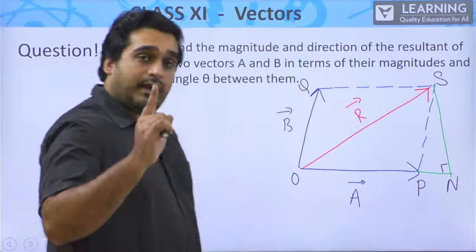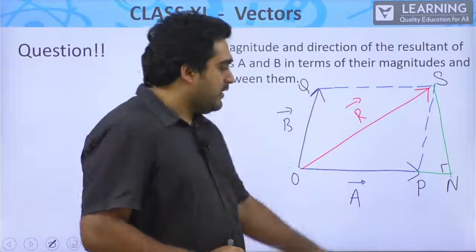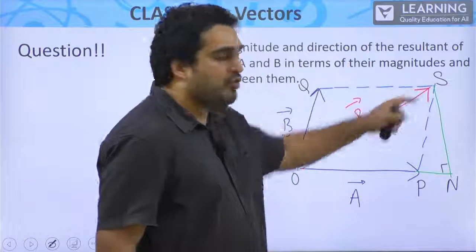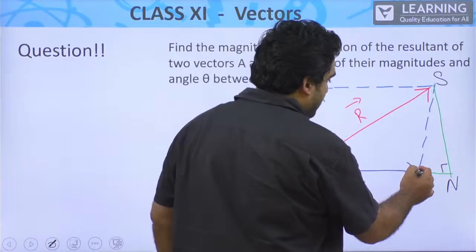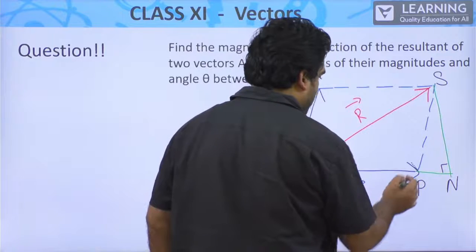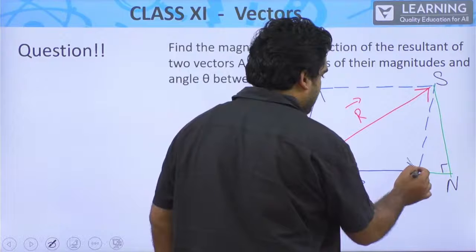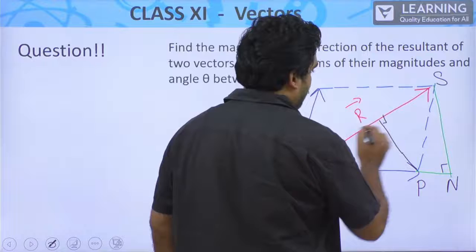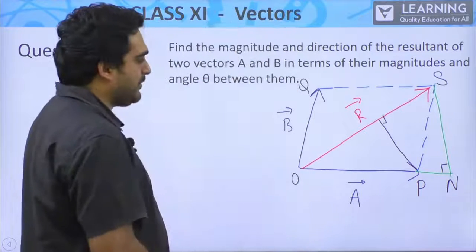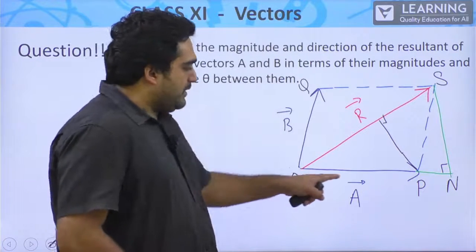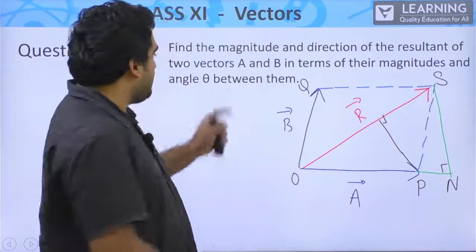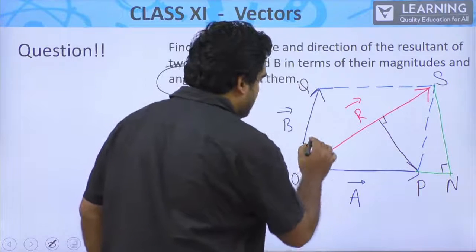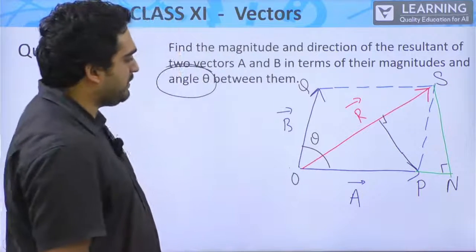Okay, and one last construction is drawing a perpendicular line from P to OS. A perpendicular line drawn from P to OS. Okay. The angle between vector A and vector B is already given. How much is that? Theta. Very good. So the angle between vector A and vector B is given.